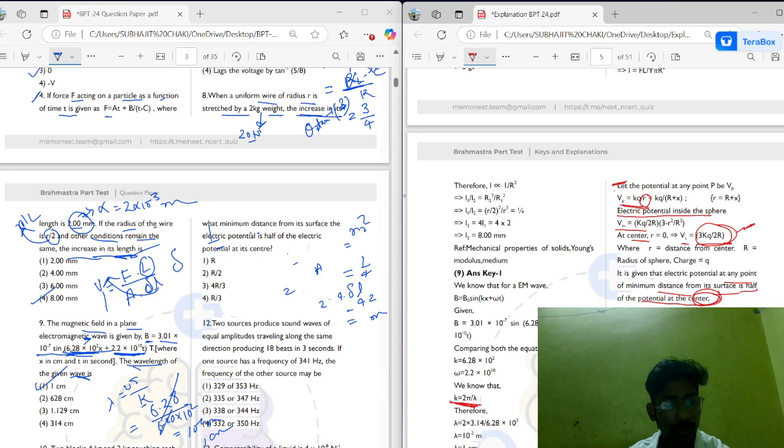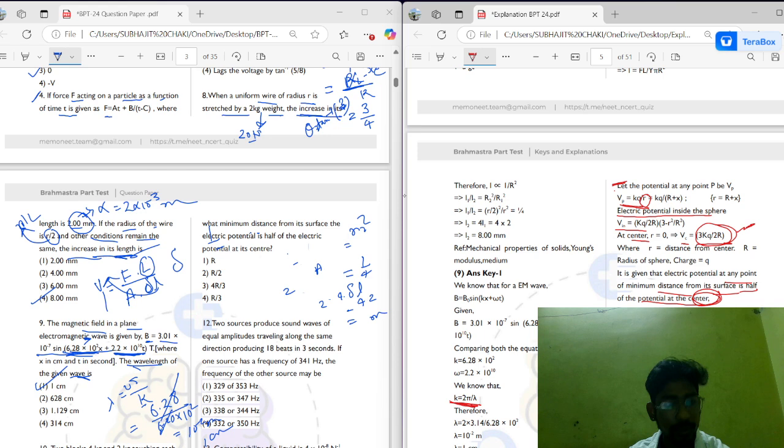Question 15. Three rods made of the same material having the same cross section are joined as shown in the figure. Each rod is of the same length, and the left and right ends are kept at 0 degrees Celsius and 90 degrees Celsius respectively. You have to calculate the temperature at the junction. First of all, you have to know the formula for thermal resistance: R is equal to L by KA.